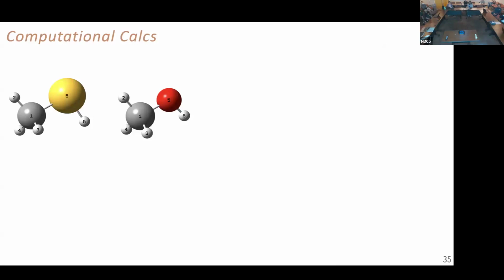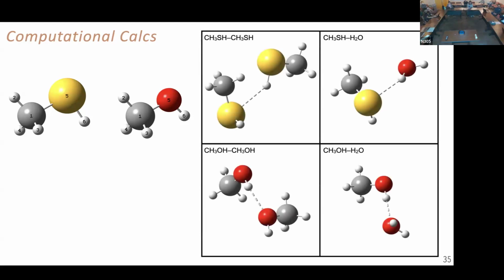This is just showing methyl mercaptan and methanol, and this is to size, so it's size based on their covalent effects. These are just dimer calculations, which are just two components. This is the most energetically favorable conformation for these, and the dashed line represents where it's bound. And these were the results.